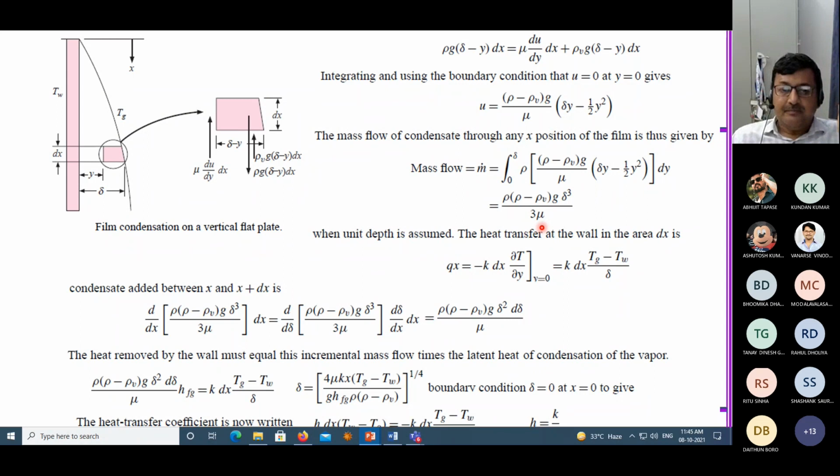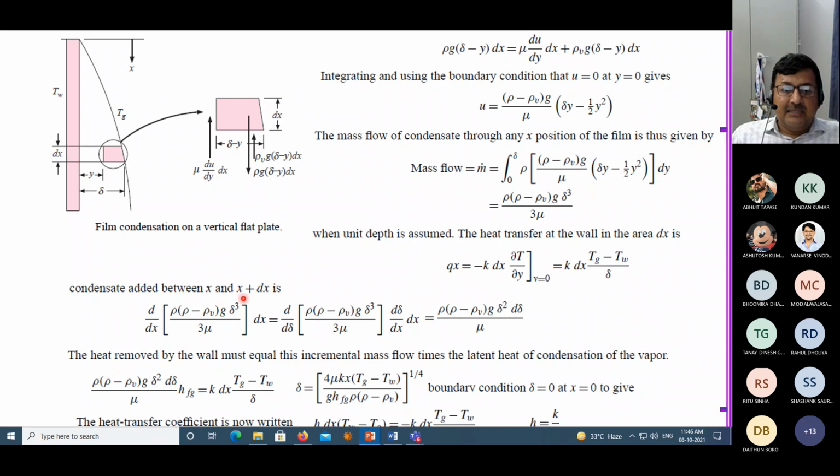Then what you do? You say the heat transfer is because you have a solid surface and the liquid has come. There is conduction, and because of that conduction there is condensation. So the heat transfer for the area dx is k into dx into dT by dy. And what is dT by dy? dT is Tg minus Tw, and dy is delta. So this is fixed.